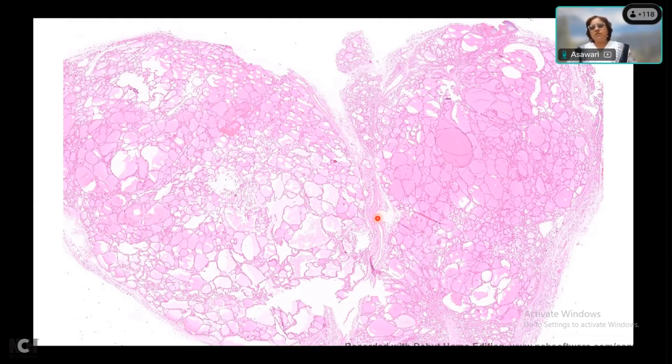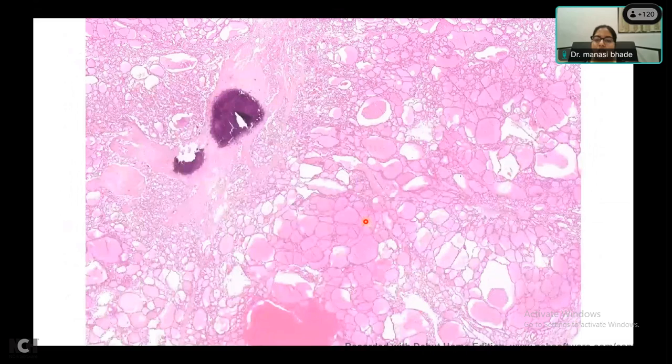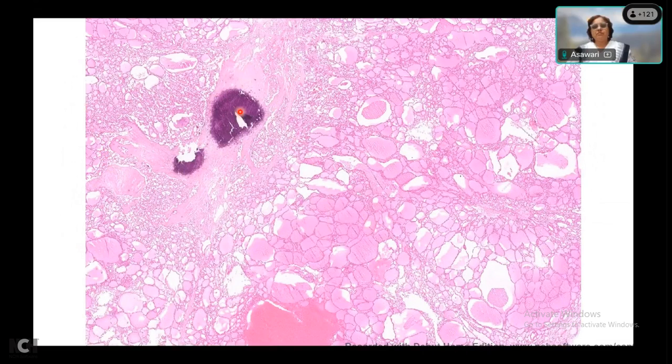What do you see here? Ma'am, this is a section study. This shows thyroid tissue showing nodules, and it is well capsulated. Fibrous capsule can be seen, and multiple follicles of varying sizes can be seen. What do you see here? Calcification can be noted, ma'am.